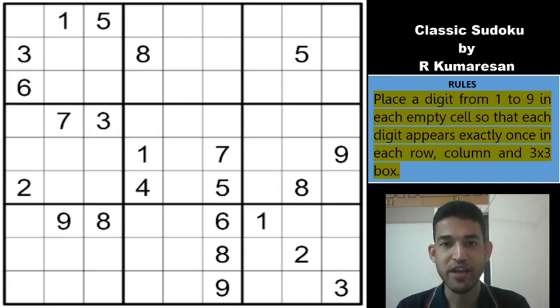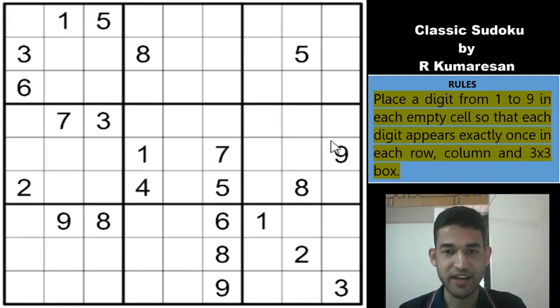So on screen we have today is a classic Sudoku by Kumaresan, and as you can see the theme of the Sudoku is the letters S and K.